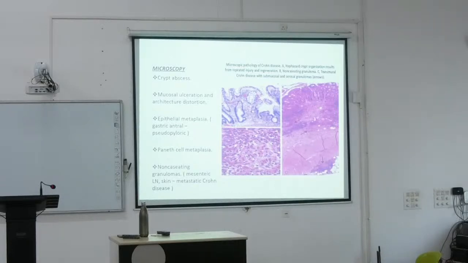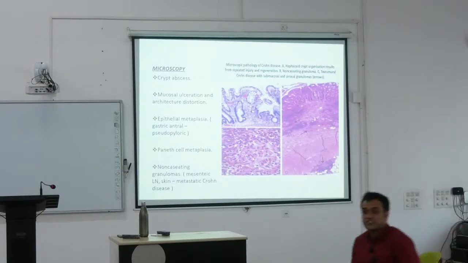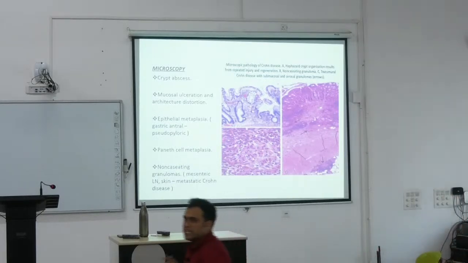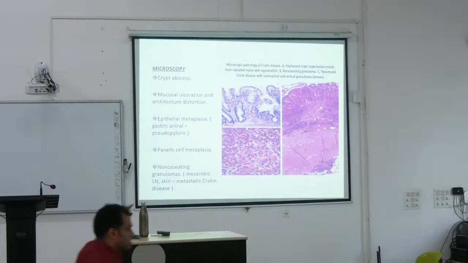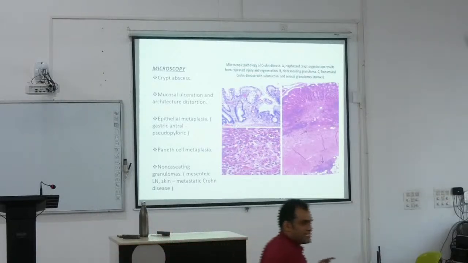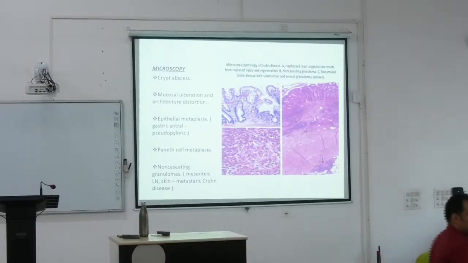Next thing is epithelial metaplasia, gastric antral metaplasia. You generally don't get gastric glands in the intestine. What is Barrett's esophagus? Squamous epithelium converted to a columnar epithelium. Is columnar epithelium native to the esophagus? No. Similarly, in the intestine, you don't get gastric glands. But here there is gastric antral metaplasia.